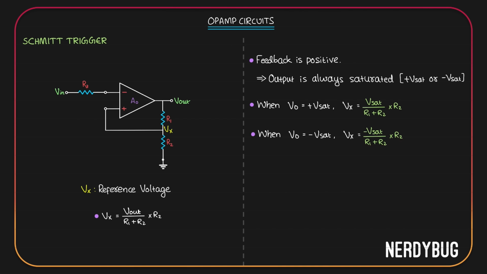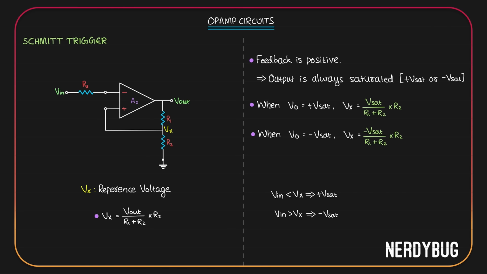These are the only options we can have for Vx, which is the reference voltage. Basically, by applying the feedback, we got two reference voltages. They are equal in magnitude and opposite in sign. Now, basically, this is a comparator. Specifically speaking, this is an inverting comparator because input is in the inverting terminal. That means when input is less than the reference voltage, output will switch to plus Vsat. When input is greater than the reference voltage, output will be negative Vsat.